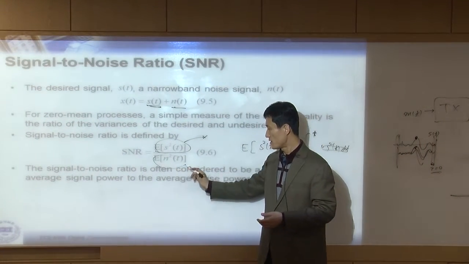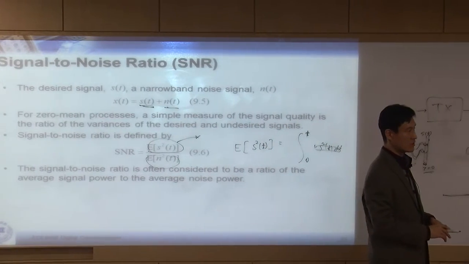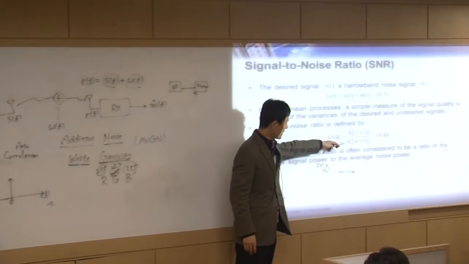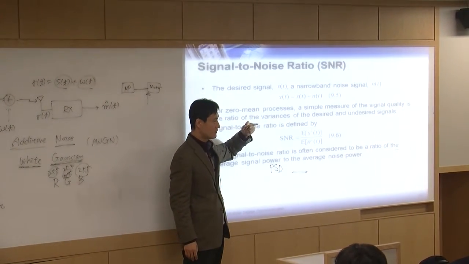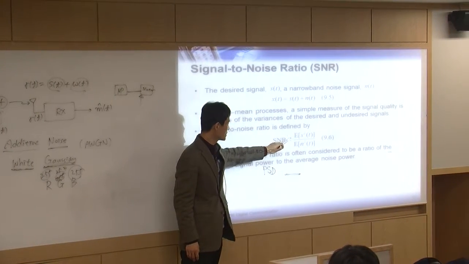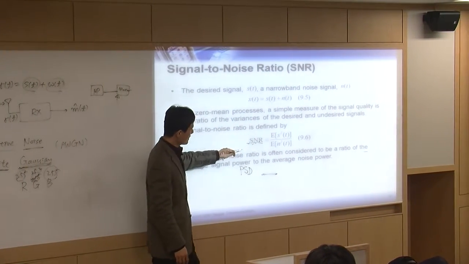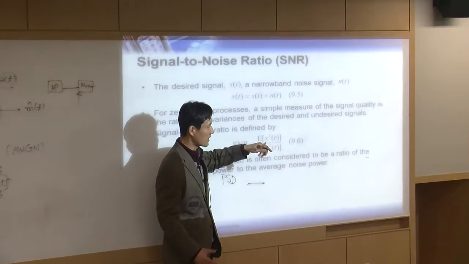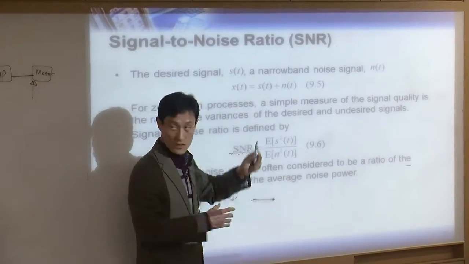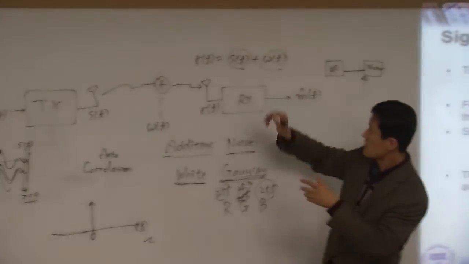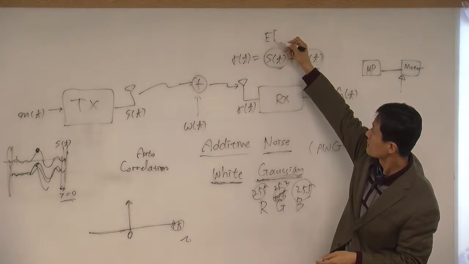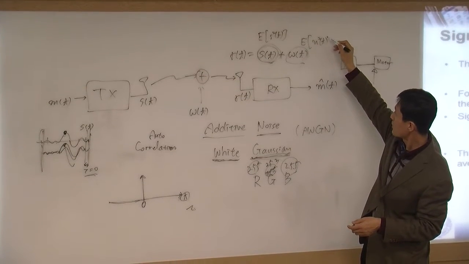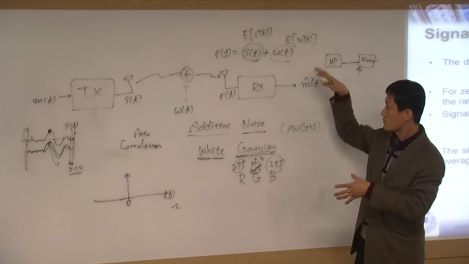Same thing for this one: you're going to calculate the average noise power. So average signal power divided by average noise power will give you signal to noise ratio. This simply means that in this received signal, I have this much signal power and this much noise power, and I'm going to put that as a ratio.